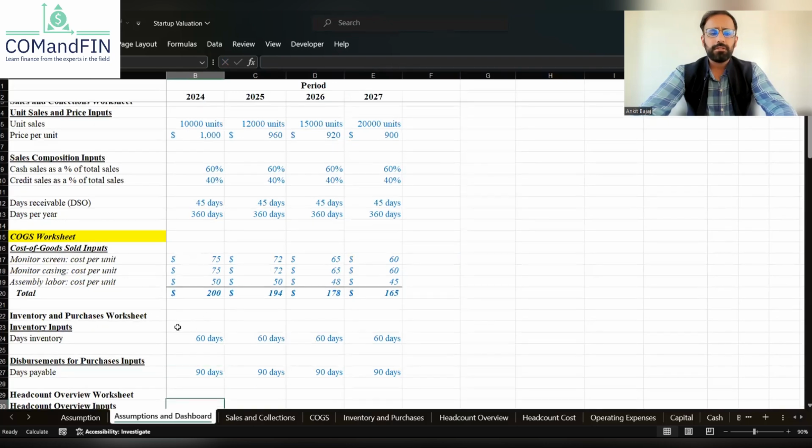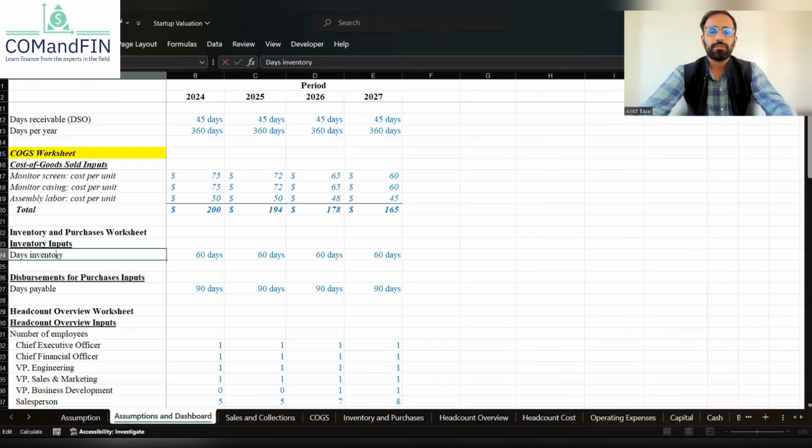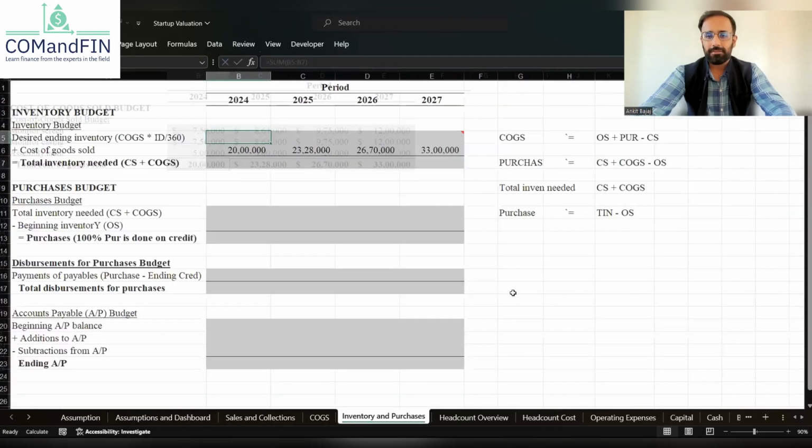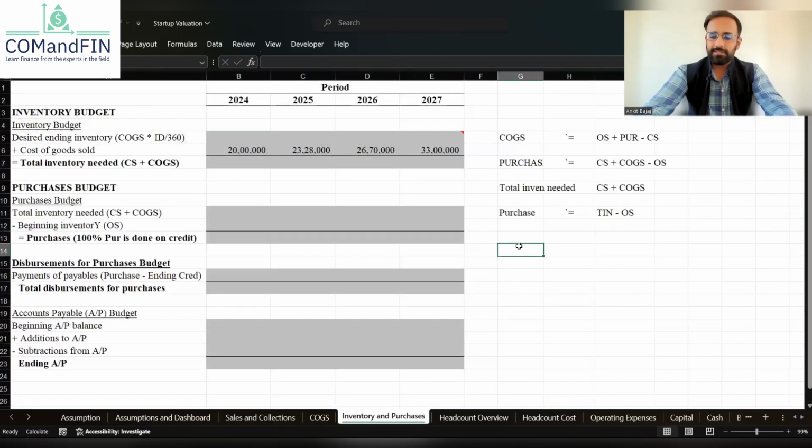Now in the assumption sheet, if you see here, days inventory is given, which is 60 days, and days payable is given, which is 90 days. What is the meaning of days inventory here? Listen to me very carefully. Let's suppose the company has manufactured goods of 72 lakh, or performed sales of 72 lakh, whatever you want to assume. The cost of goods sold of the company is 72 lakh.